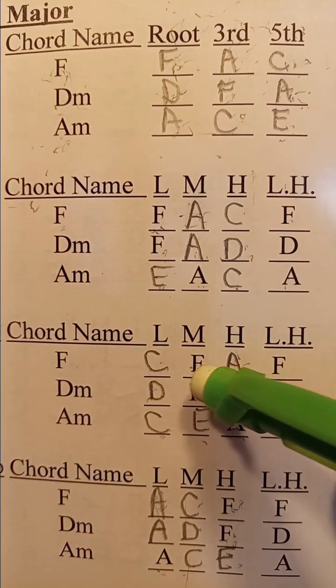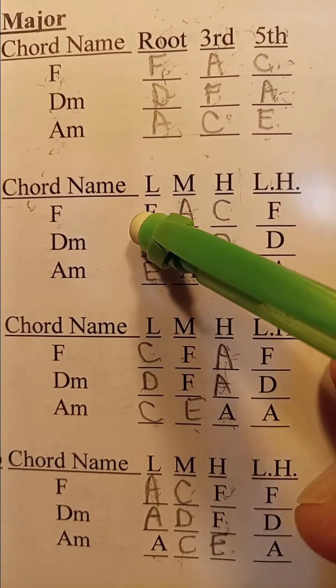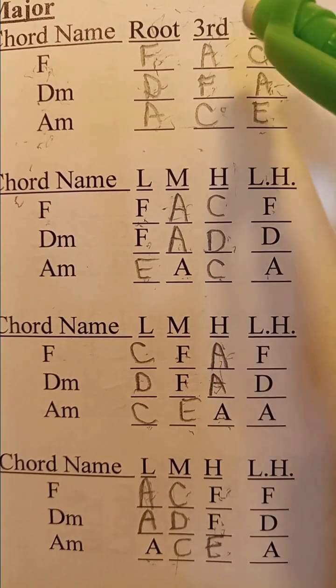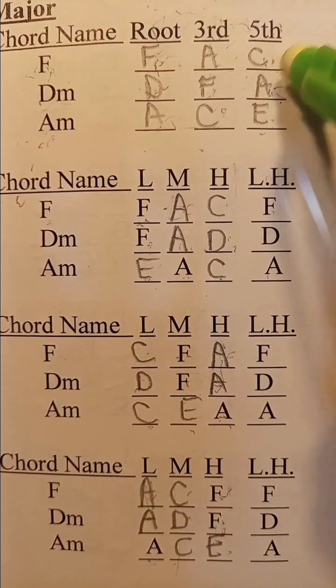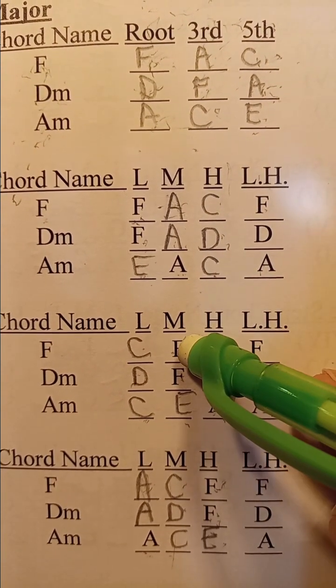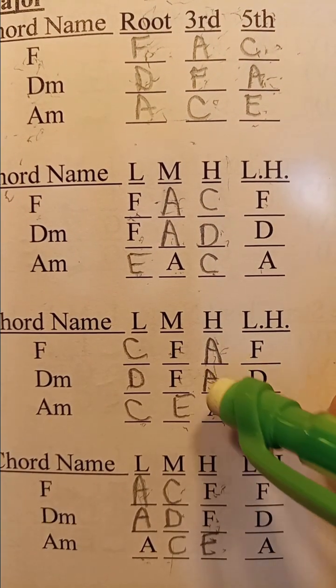On the next group, we're going to put F's in the middle of the chord instead of the low. And once again with the F chord, our remaining tones will be A and C. And we'll put A above the F and C below the F. And that'll be the F chord.